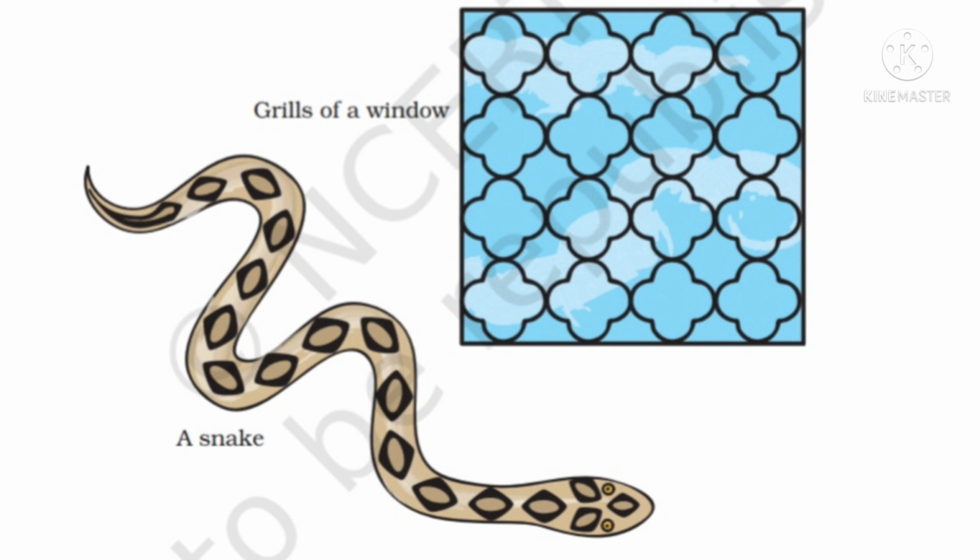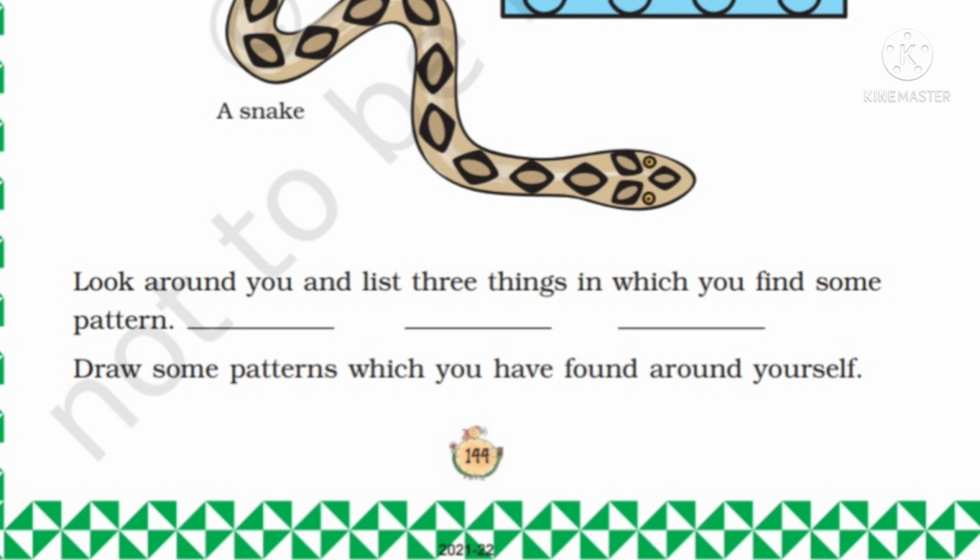Grills of a window. See, the grills of a window are in a pattern. And a snake. See the design in the snake. There is a repeated design all over the body of a snake. It's a pattern. Look around you and list 3 things in which you find some pattern. Sari, curtain, tiles, etc. You can find more and you can list it here. Draw some patterns which you have found around yourself. You can draw it in your notebook.